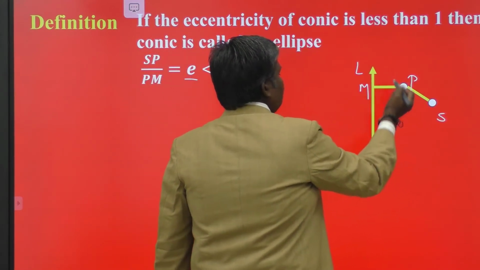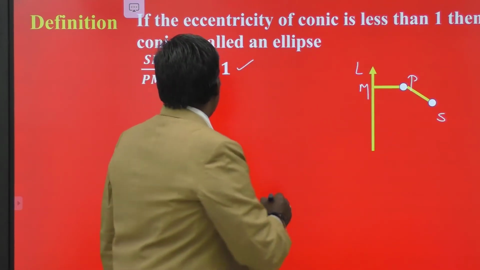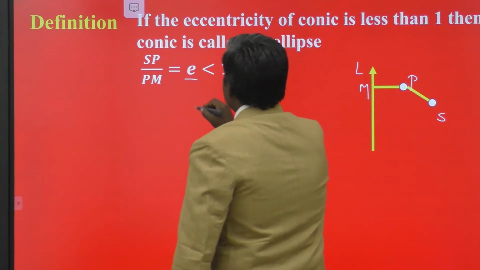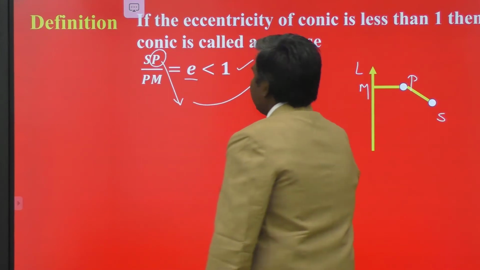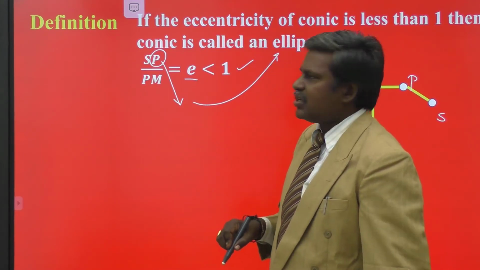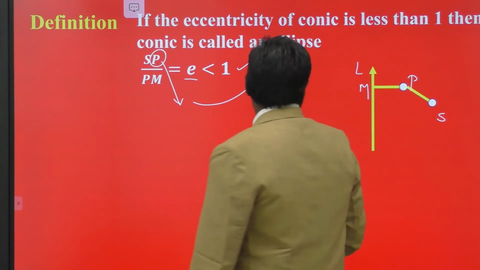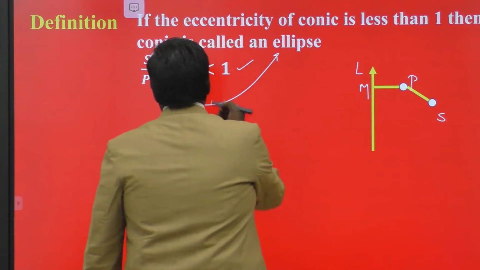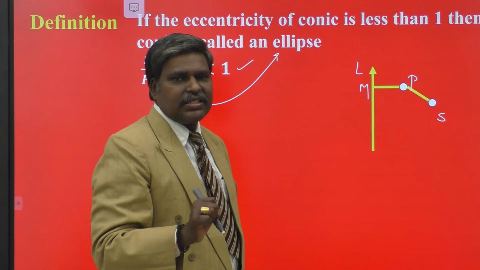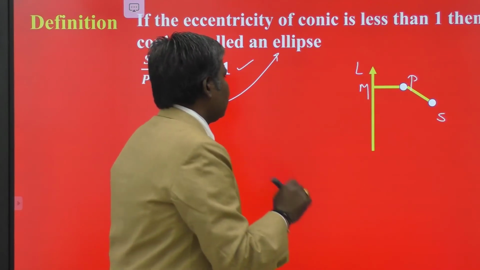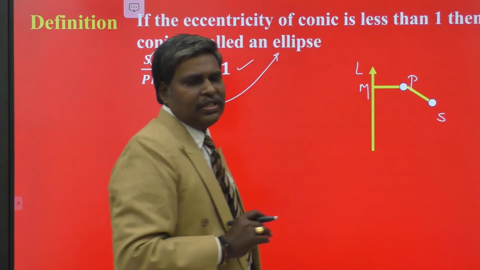You have to collect all such points P in this plane in such a way that SP by PM is less than 1, then the locus of P is called ellipse. So, if the eccentricity is less than 1, your conic is an ellipse. Therefore, SP by PM is equal to e. If that ratio is less than 1, your locus of P is an ellipse. This is the definition of the ellipse.